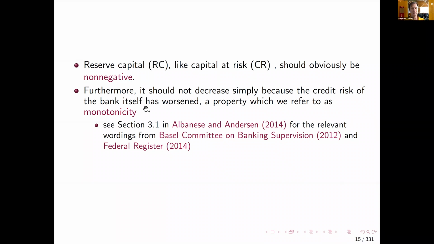In addition to that, the regulator would not accept that capital numbers, or capital target numbers at least, decrease simply because the credit risk of the bank itself has worsened. I'm mentioning this, which should be obvious, but if you go in the literature, you have a number of papers which are promoting or advocating XVA metrics, which in some scenarios could decrease simply because credit risk of the bank itself has deteriorated.